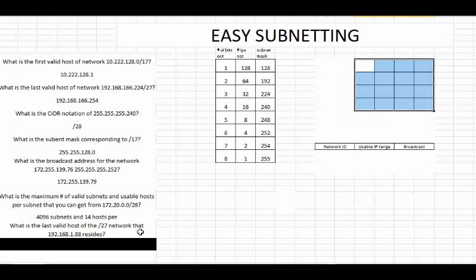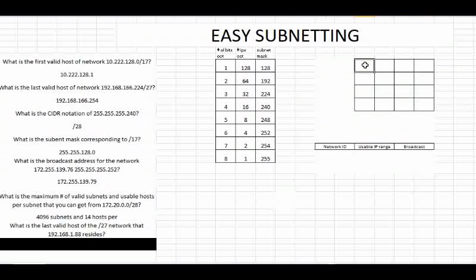Okay. Now this last one here is kind of going into that thing where I was talking about using decimals and what we need to do with that. But here we go. So what is the last valid host of the /27 network that 192.168.1.88 resides on? That's an interesting question. Well, let's go ahead and write this out, okay?